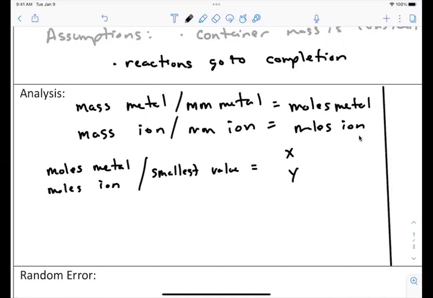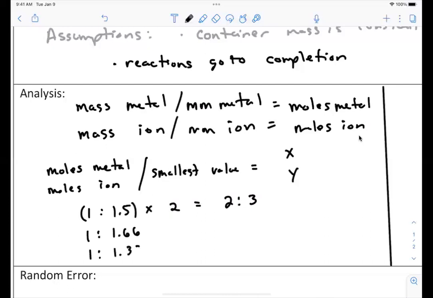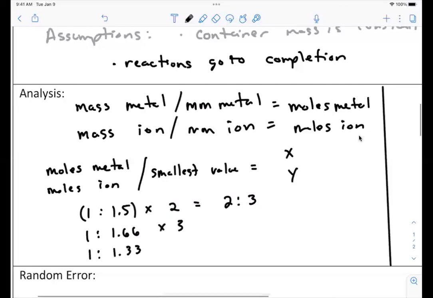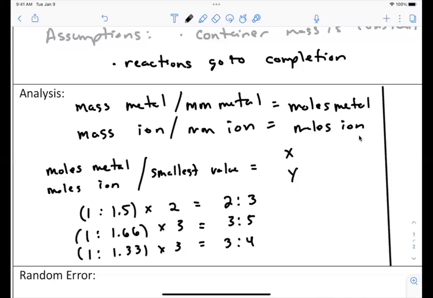Remember, if your ratio is like 1.5 to 1, if anything is 0.5, you multiply all of them by 2, so the ratio becomes 2 to 3. If it's 1 to 1.66 or 1 to 1.33, it can be any 0.66 or any 0.33, I'm just making an example here, you multiply by 3 to get rid of that decimal. So this would be 3 to 5, and this would be 3 to 4.